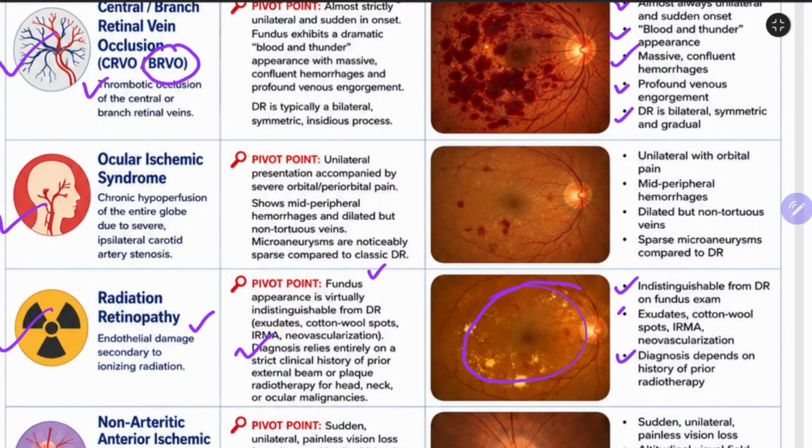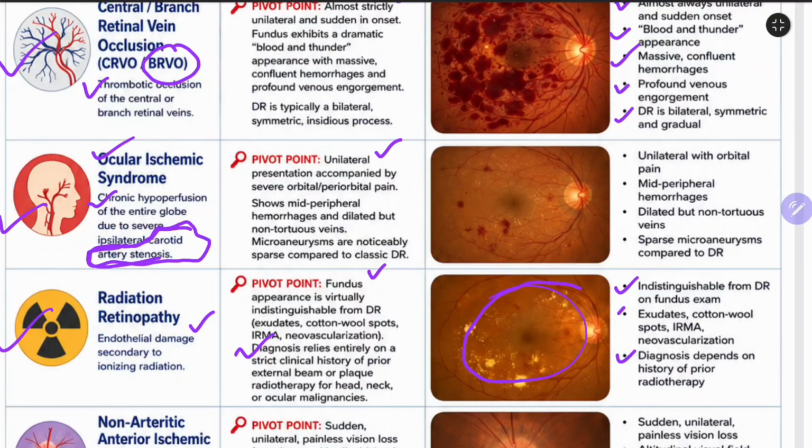Now moving towards the other differentials. Ocular ischemic syndrome. What is that? Chronic hypoperfusion of the entire globe, meaning entire eye, due to severe ipsilateral carotid artery stenosis. So just remember carotid artery stenosis. Because of carotid artery stenosis, the whole eye is not perfused, leading to symptoms.